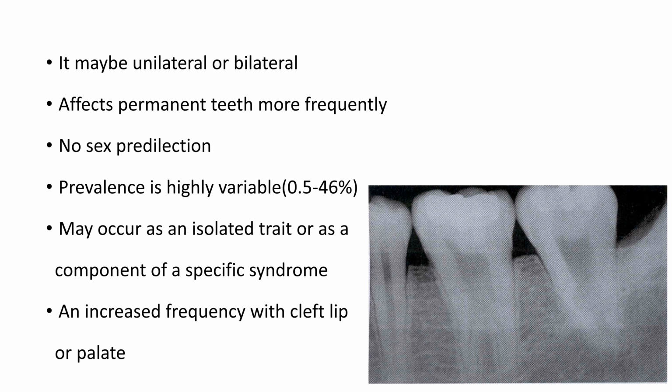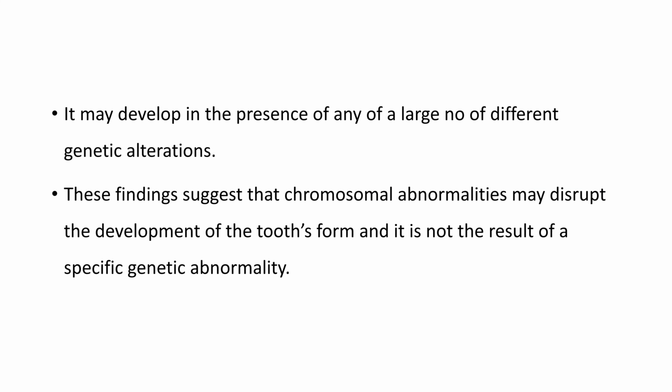Some investigations have shown that taurodontism may develop in the presence of any of a large number of different genetic alterations. These findings suggest that chromosomal abnormalities may disrupt the development of the tooth's form, and it is not the result of a specific genetic abnormality.